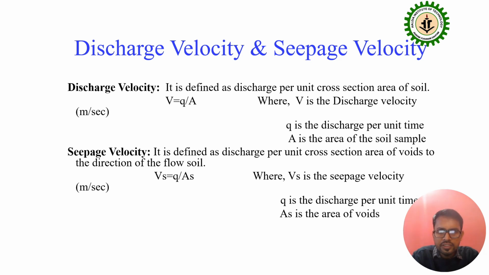Now, what is the difference between seepage velocity and discharge velocity? In the case of discharge velocity, the total cross-sectional area of the soil is considered, but in case of seepage velocity, the cross-sectional area of voids is considered. Okay. So there is a relation between seepage velocity and discharge velocity, that is Vs is equal to v by n. What is n? n is the porosity of the soil. As we know, porosity of the soil is less than 1. So as per that relation, we can say the seepage velocity is always greater than discharge velocity.